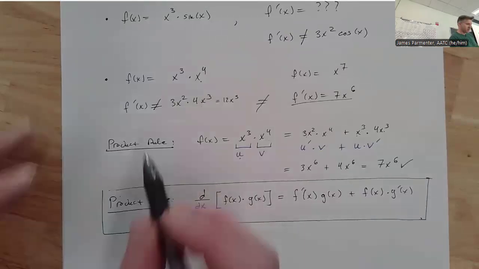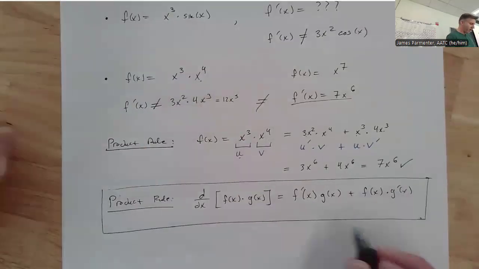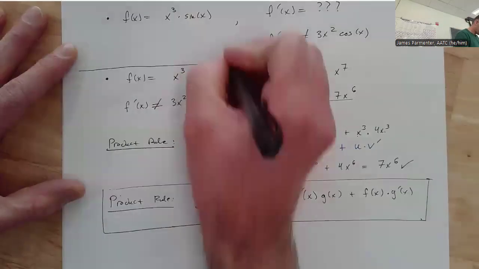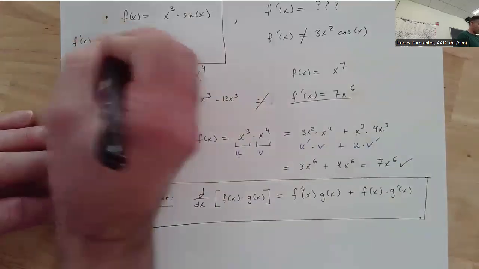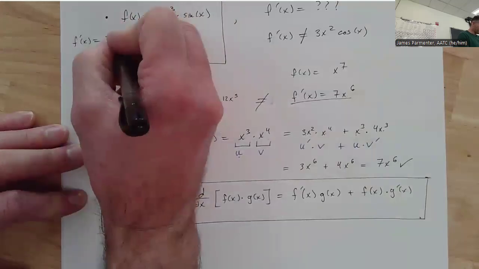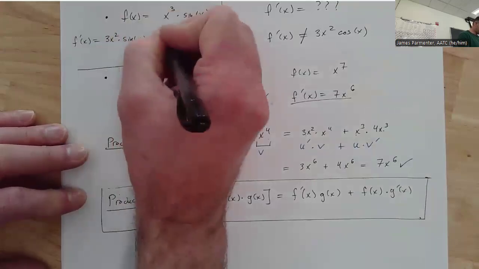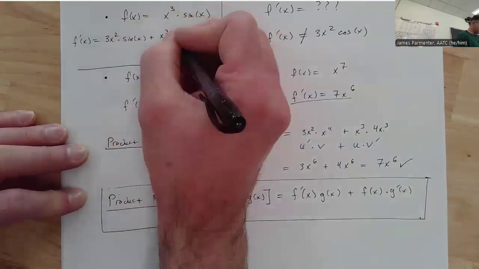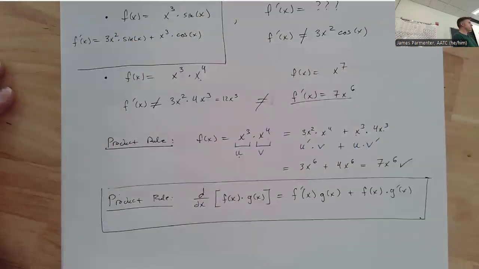So back to the question that started this all. If my function is x cubed times sine of x, what's the derivative? Well, the derivative is going to be f prime of x equal to the derivative of x cubed times the other function left alone, plus the x cubed left alone times the derivative of the other function, and the derivative of sine of x is cosine of x. Neat.